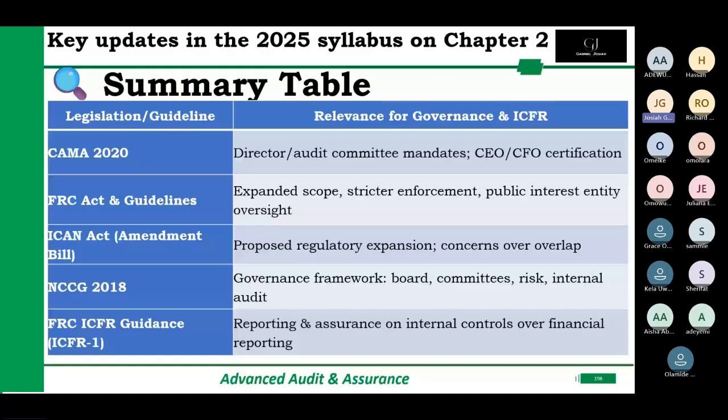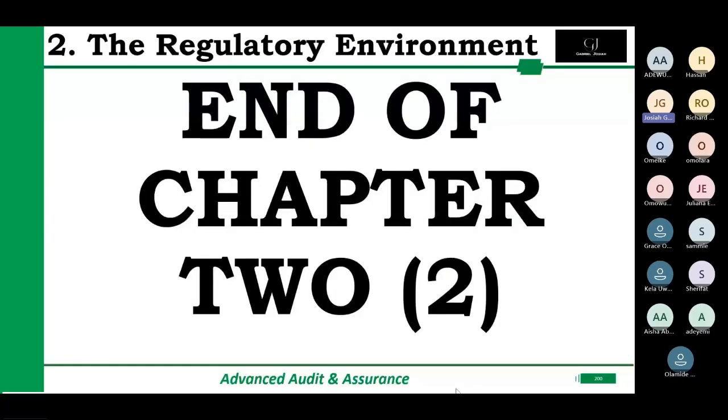Then more prominently is the FRCN ICFR guidance on reporting and assurance of ICFR, which we spoke to. So those are the key updates on the syllabus on Chapter 2, the regulatory environment. So ladies and gentlemen, we have come to the end of Chapter 2, which we were able to achieve in 2 lectures.